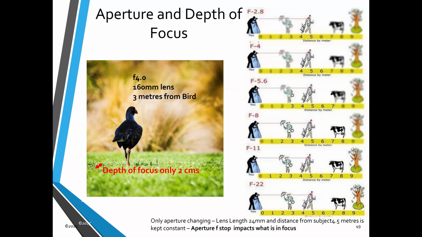So the distance is standard and standardized. The lens length is standardized. So all that's happened through this series of images is the f-stop has changed. You can see when the f-stop is wide open and a very low number, only the man is in focus. He's about 4 to 5 meters away from the cameraman, and just that distance there, probably 1 meter, is in focus. As he goes up the f-stops, more and more is coming into focus, the front of the cow's head and the back of this person.